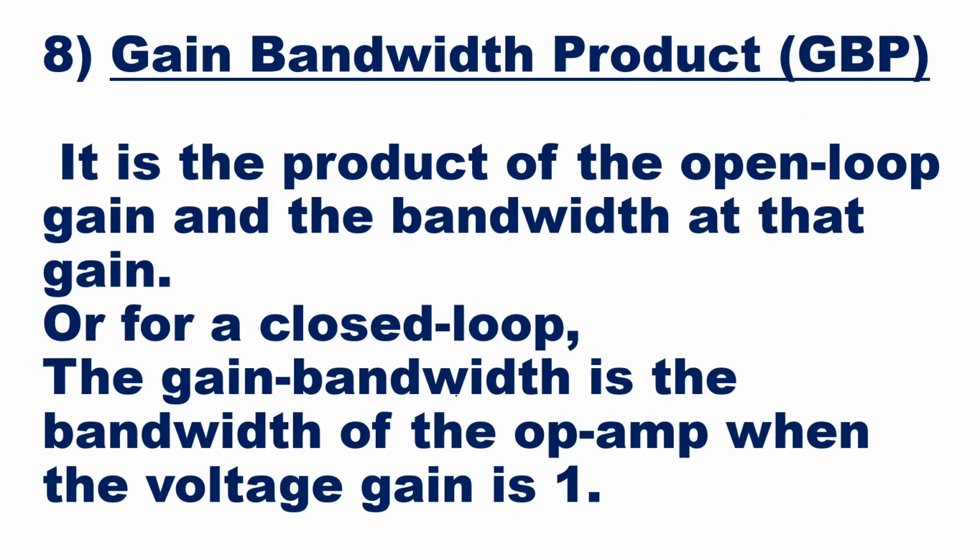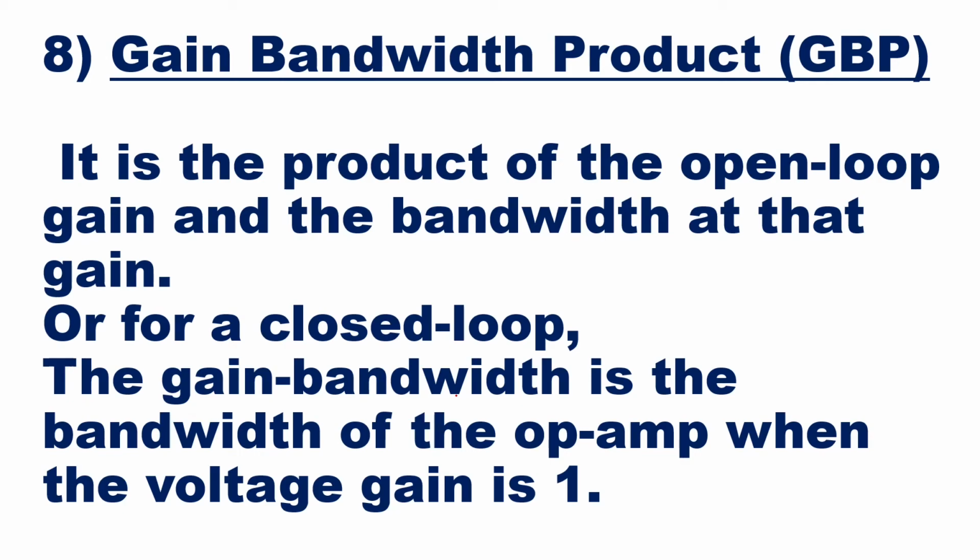Then we'll go to see what is gain bandwidth product. There are two ways in which you can define it. In the first way, it is the product of the open loop gain and the bandwidth at that gain, which is called the gain bandwidth product. Or for a closed loop, the gain bandwidth is the bandwidth of the op-amp when the voltage gain is 1.